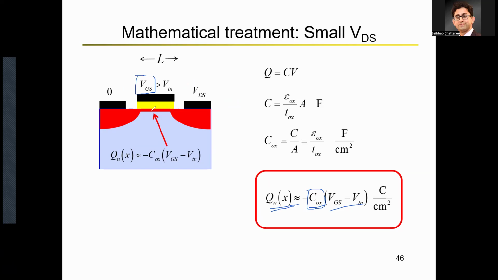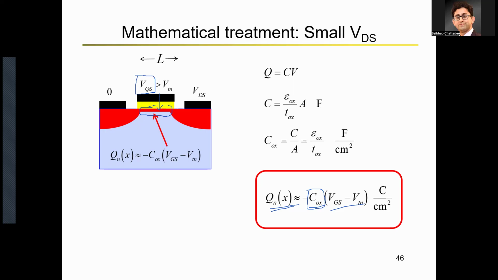So when the channel is formed, the voltage that you have in the semiconductor is basically VGS minus VT, because you can think of it as the drop that happens from the metal to the semiconductor. So there is some amount of drop in the voltage from the metal to the semiconductor, and that drop will be equal to your threshold voltage.